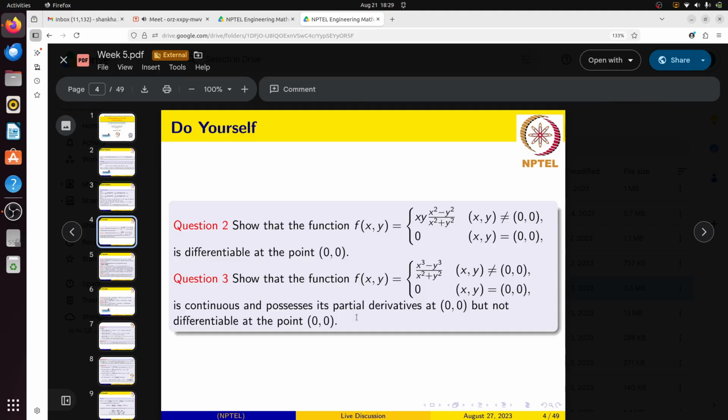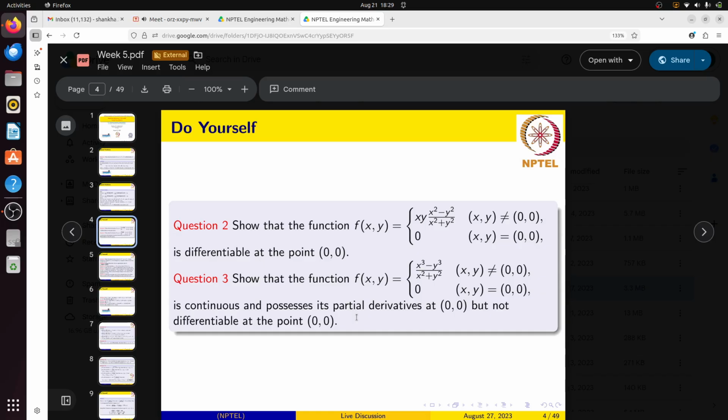Are you solving it? And question 3 is also very easy. I will now discuss f(x,y) equal to (x cube minus y cube) by (x square plus y square) for (x,y) not equal to (0,0), and f(0,0) equal to 0, which is continuous and possesses its partial derivatives at (0,0) but is not differentiable at the point (0,0). So you can also prove it in this way.